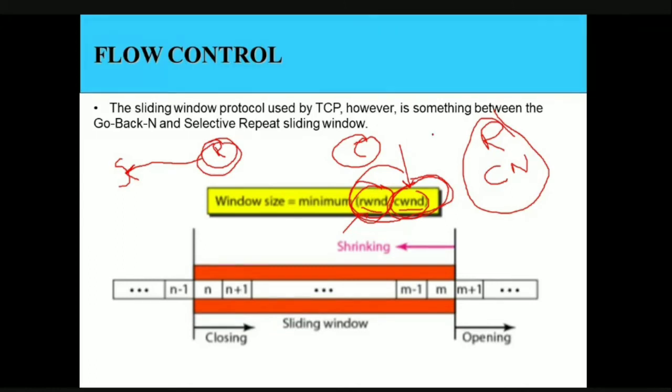Okay, but for now just remember that this congestion window is advertised to say that the network is capable of holding only this many bytes. So these two are very important.